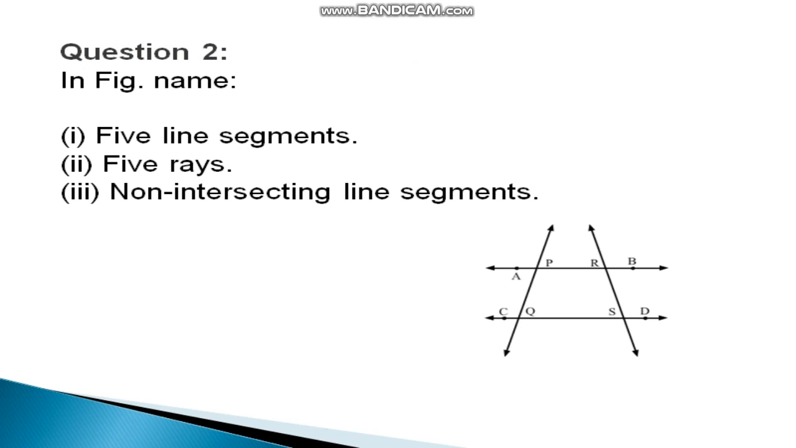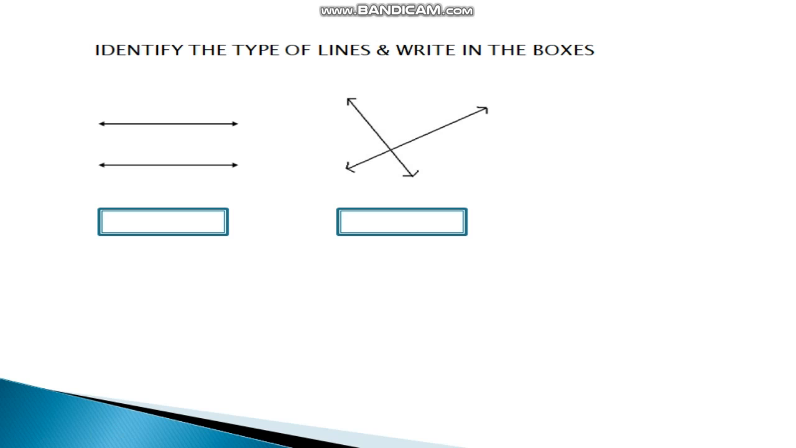This is your assignment now. This is not in your textbook. From the figure, you find out 5 line segments, 5 rays and non-intersecting lines. From this figure, 5 line segments you find out, 5 rays you find out and non-intersecting lines you find out. Here identify the type of lines and write in the boxes. Identify this type of line, you know very well. Identify this type of line and just write here. Clear students? These are the 2 assignments.